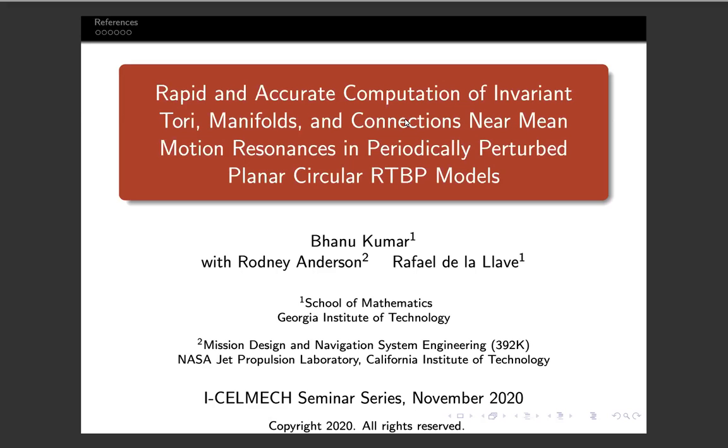He will speak about rapid and accurate computation of invariant tori, manifolds and connections near mean motion resonances in periodically perturbed planar circular restricted three-body problem models.